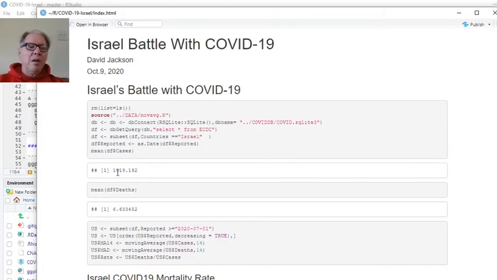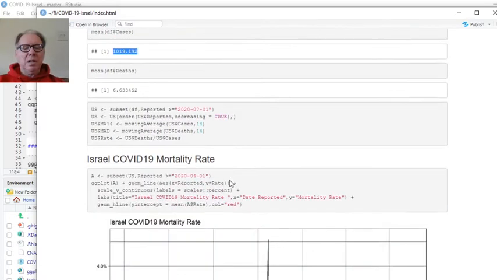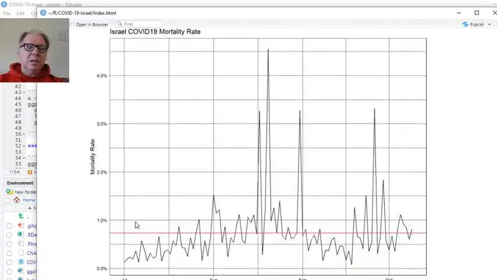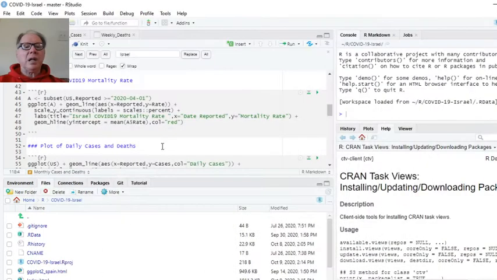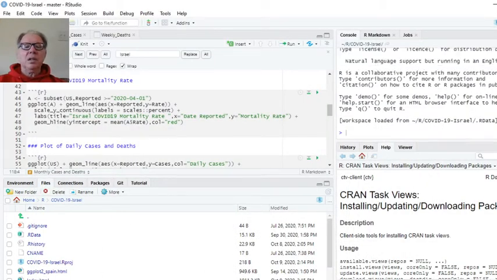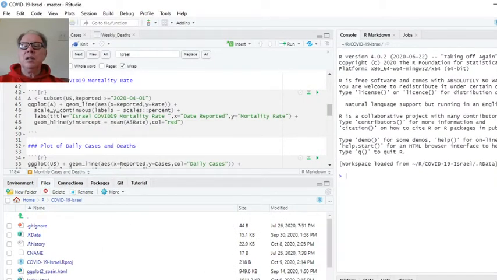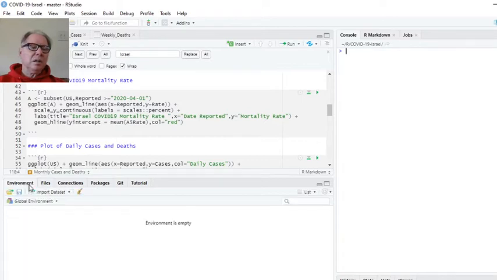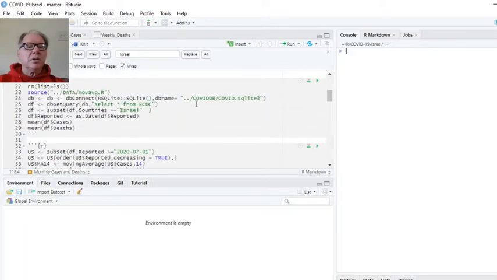Okay. Average cases per day, 1,019. Average deaths per day, I'll say, let's call it 7. Now we can come down here, we can look at the mortality rate. Let's see. Do we actually calculate the mortality rate? Let's do this.